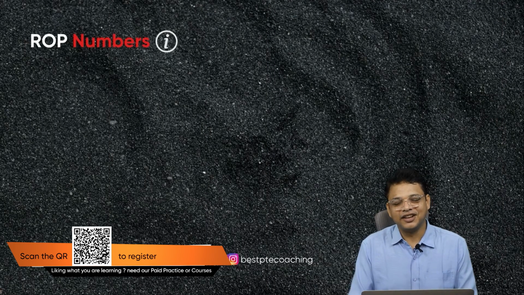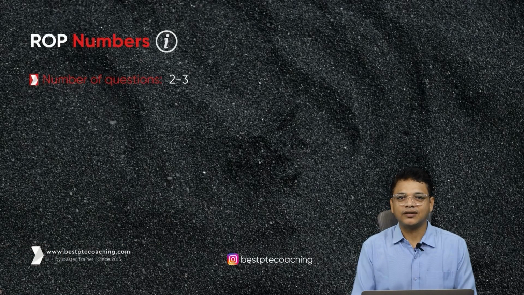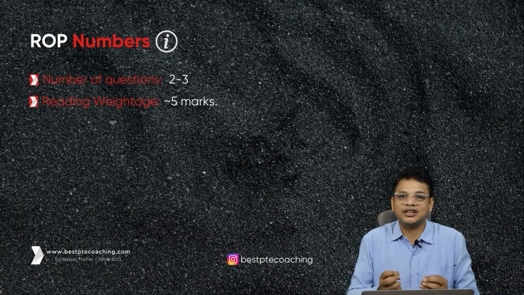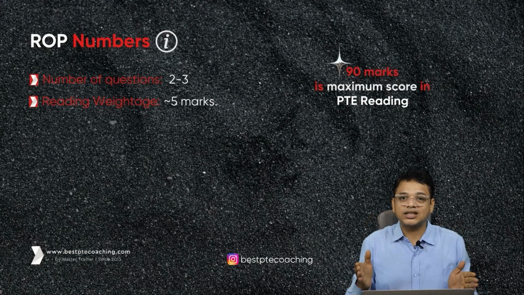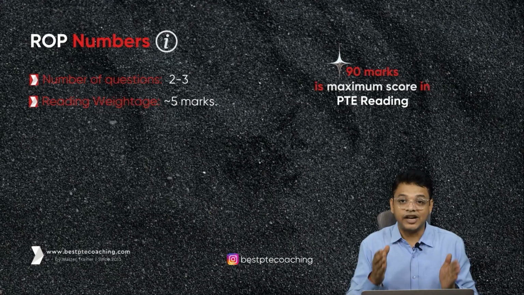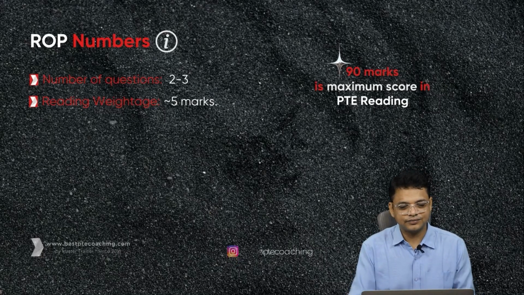Reorder paragraphs numbers. Number 1, the number of questions you get from reorder paragraphs is 2 or 3. You don't get so many questions coming from reorder paragraph, just 2 or 3. Now, what is the score weightage? When you answer these 2 to 3 questions 100% accurately, you get a score of approximately 5 marks in reading. And what is the maximum score that anybody can achieve in reading? It's 90, and the weightage of reorder paragraphs is close to 5 marks in that 90.